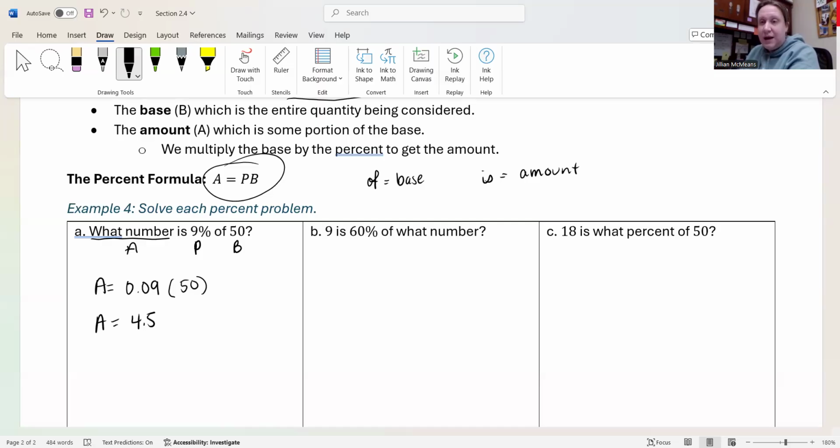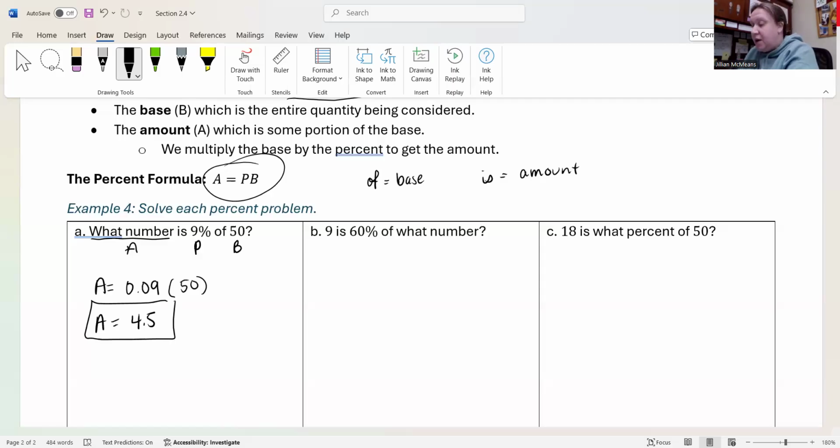And if you think about that, 9% is almost 10%. And if we took 50 and divided it by 10, we'd get 5. 4.5 is almost 5, so 9% is almost 10%. That makes sense. So a lot of times you can go through your answers and just check them realistically to see if they make sense, okay? But there's a situation where we used the percent formula and we found the amount, okay?